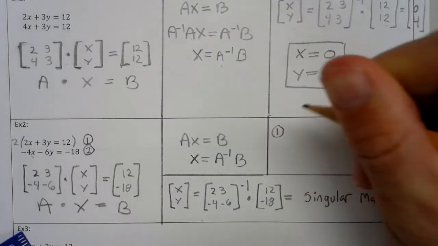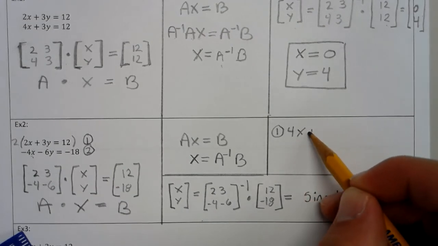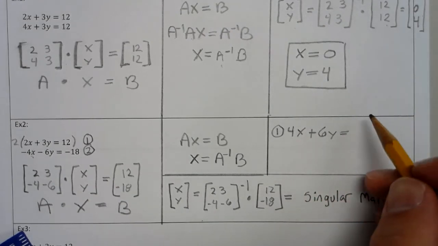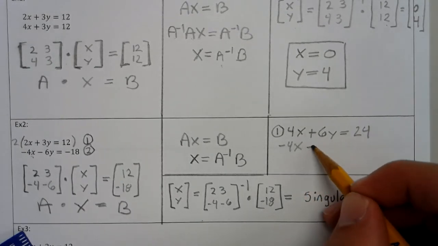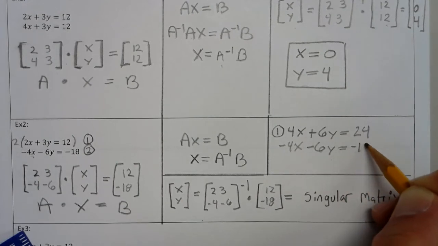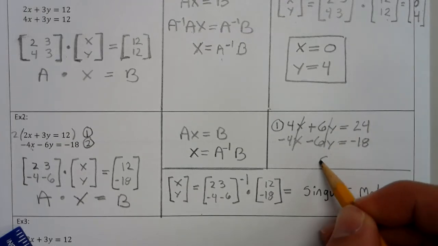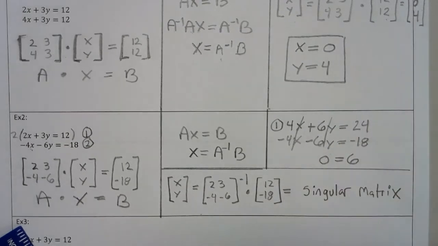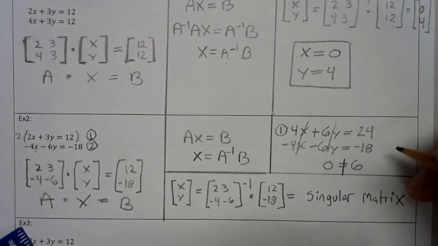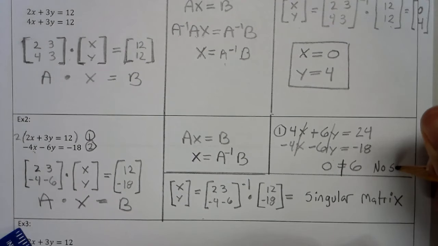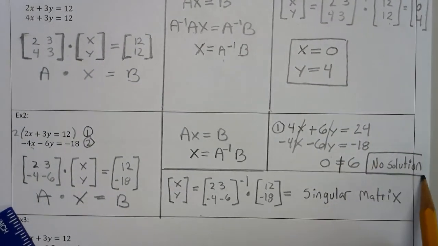So equation 1, if we multiply everything by 2, is 4x plus 6y equals 24. And that's negative 4x minus 6y equals negative 18. Well, the x's cancel, the y cancels. You're left with 0 equals positive 6. If you're left with a false statement after both variables are eliminated, you know it's a no solution. No, it's no solution.